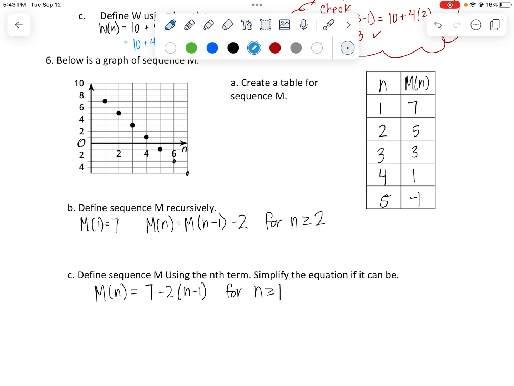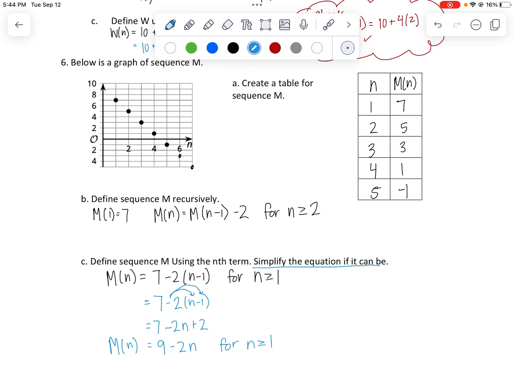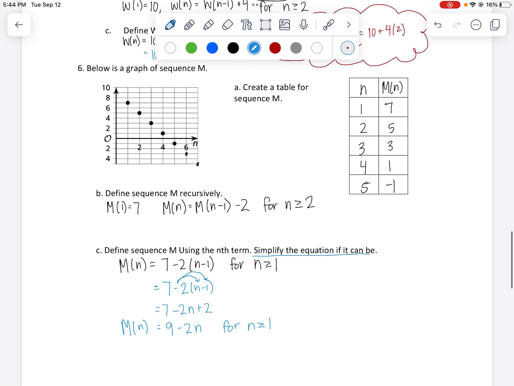And it does say to simplify this equation, which it can be simplified. So 7 minus 2 times n minus 1. We're going to take that minus 2 or negative 2 and multiply it by each thing in the parentheses, or distribute it. So we'll have minus 2n plus 2, which this is really 9 minus 2n for n greater than or equal to 1. We can't combine that 9 minus 2n because it has an n in it. It's not a common factor. But this is the same equivalent form, simplified. And there you have it. There is the Unit 1 study.